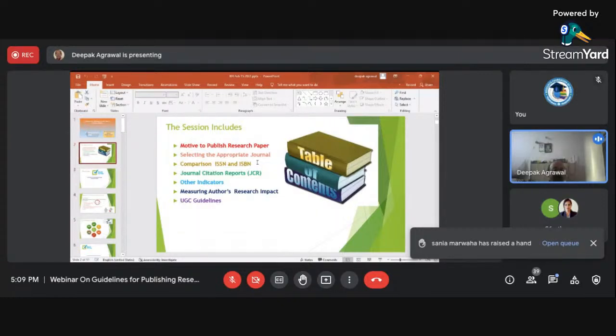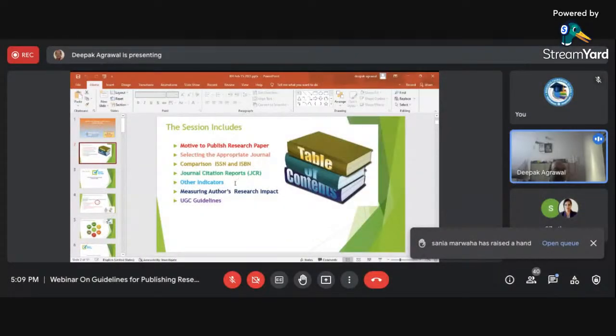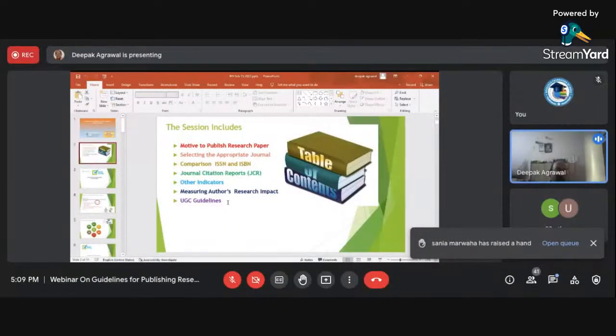Then again, for getting a quality-based journal, there are some criteria to be met, and amongst them, one is the journal citation reports. We will go through the other required indicators. Again, we will measure the author's research impact, just like other journals are measured. Finally, we'll move ahead with the UGC guidelines.